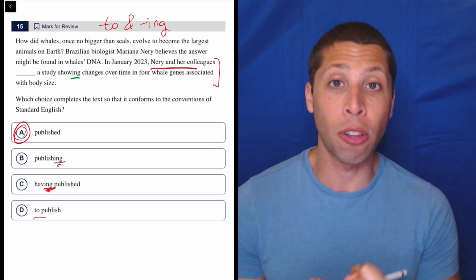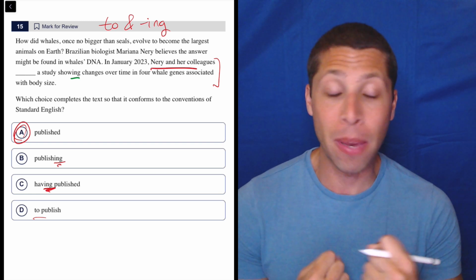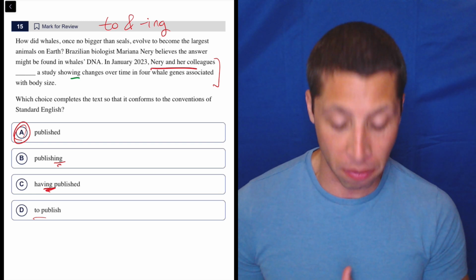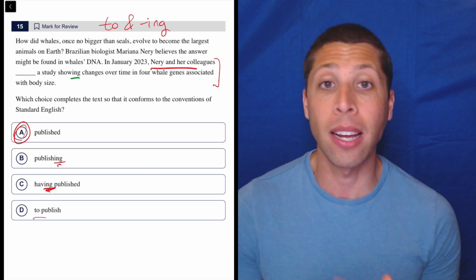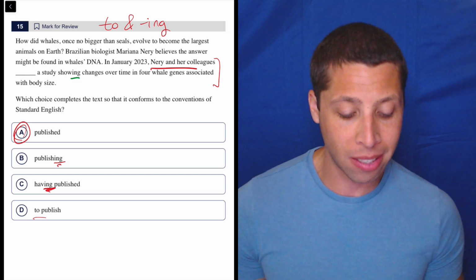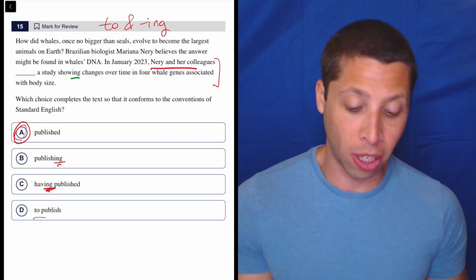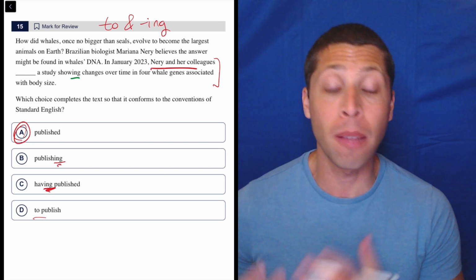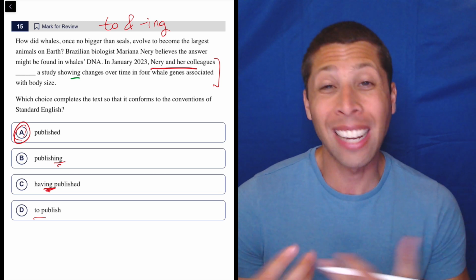So what we need here, though, in order for this to be a complete sentence, is an actual verb that can kind of be the main verb of the sentence, and that's what that's doing. The to publish really would only work if we had another verb before that, basically something like Neri and her colleagues decided to publish a study showing changes, right? Then the main verb is decided, and then to publish becomes more, again, descriptive.